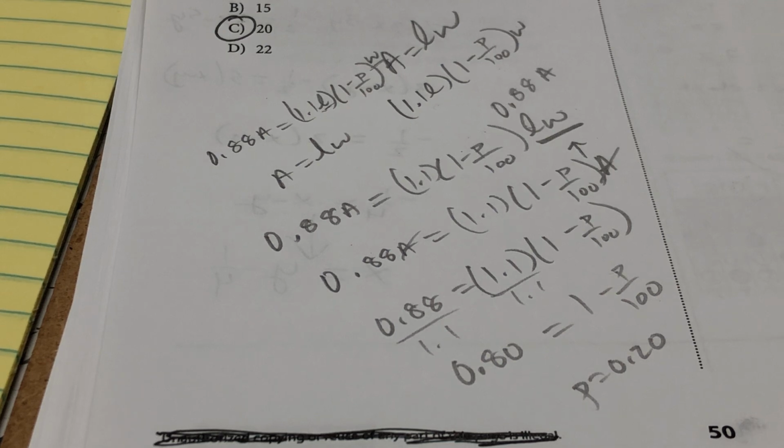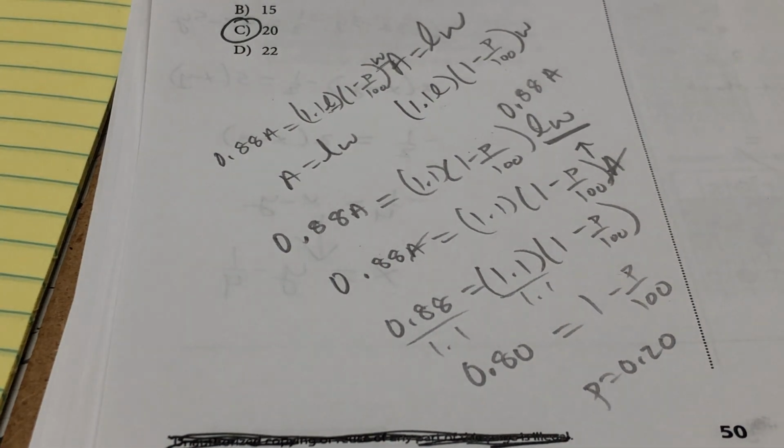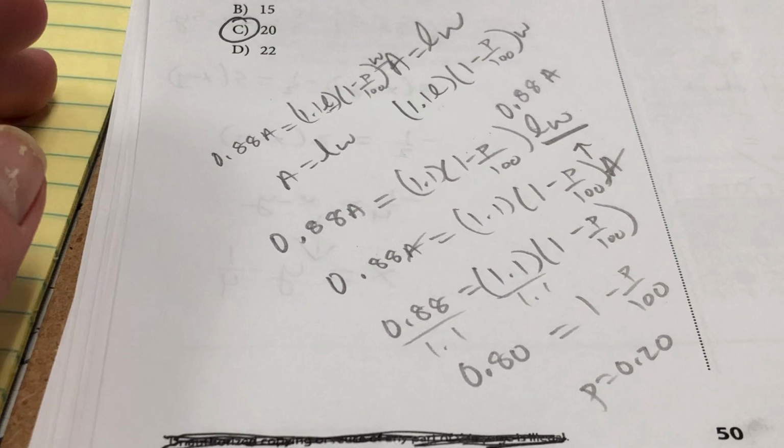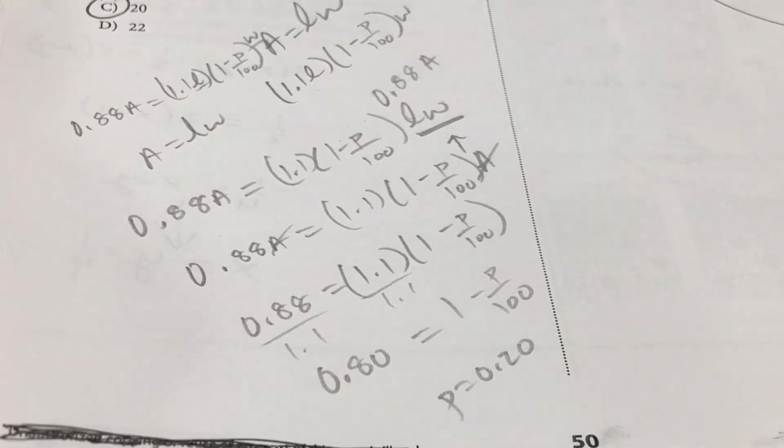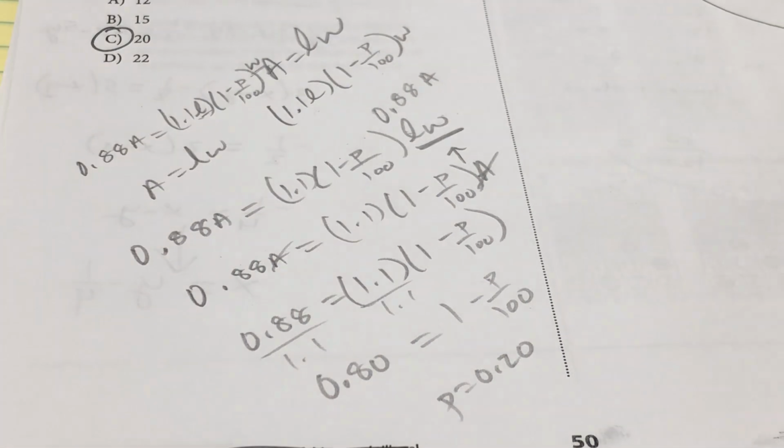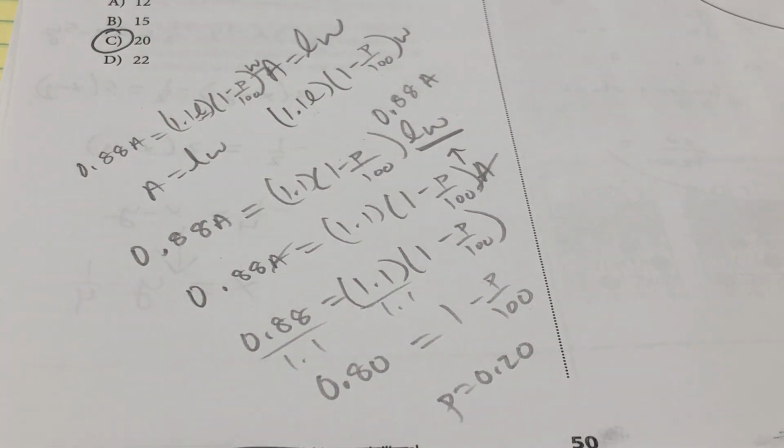And really, without knowing the numbers, you're going to have to set up some sort of equation. You're going to have to find numbers that work perfectly for this. What number, if you go up by 10%, and you decrease the other by 20%, do you get an overall area change of 12%?